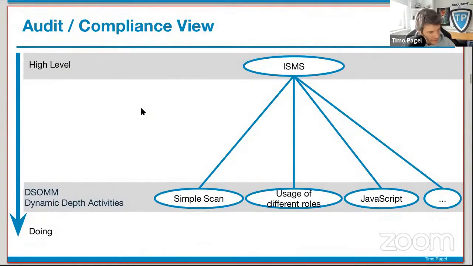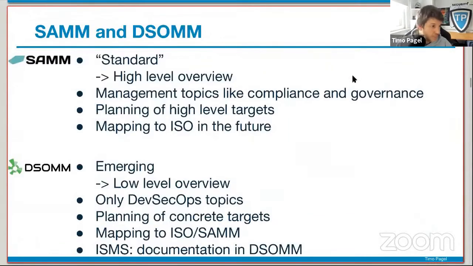In DSOMM, we also have the ability to map activities down here to ISO dimensions. So there is kind of a mapping between them. That is very important for highly regulated environments because they mostly need to fulfill ISO 27001, and this gives them the ability to easily do that.